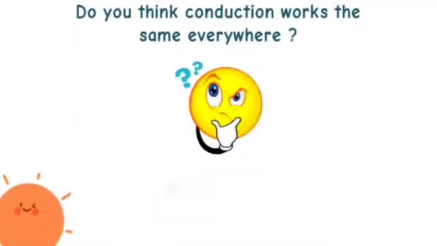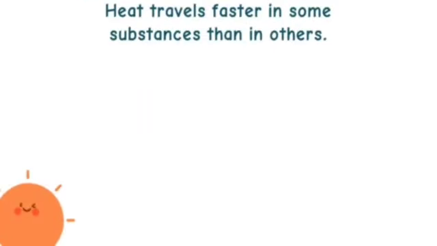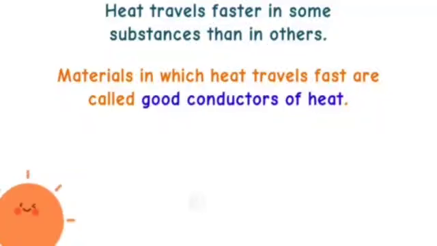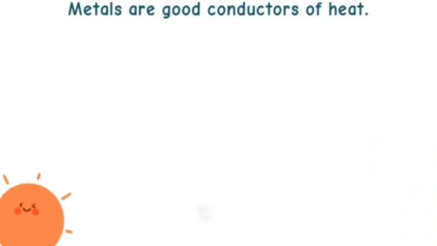Do you think conduction works the same everywhere? Conduction takes place at different speeds in different substances. Heat travels faster in some substances than in others. Materials in which heat travels fast are called good conductors of heat. Metals are good conductors of heat.